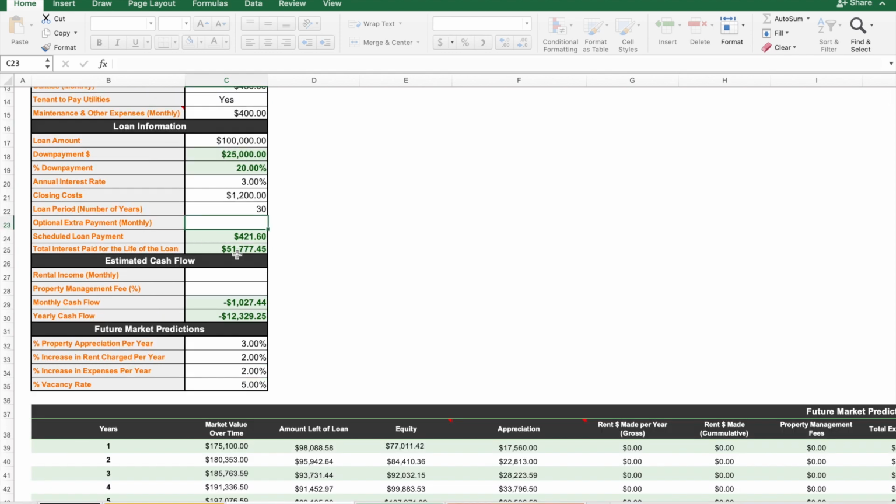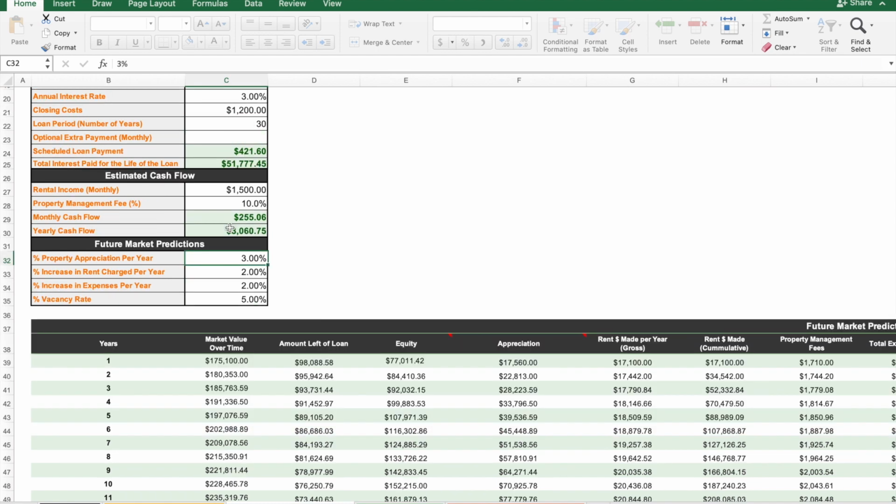All right, so now we're done with the loan information section, and we're going to go down to the estimated cash flow section. So in this cell, I need to fill out my rental income per month. I'm going to say it's $1,500. And if I'm going to use a property manager, I need to put in their percent fee. So I'm going to put in a 10% fee. And right here, it automatically calculates the cash flow per month based on your expenses and your rental income, and then your cash flow per year for the property.